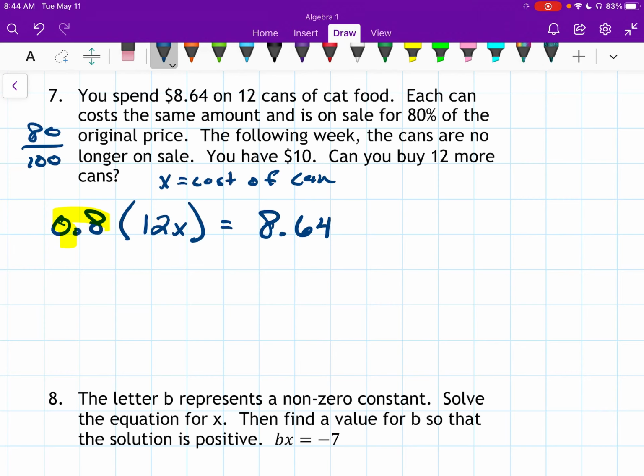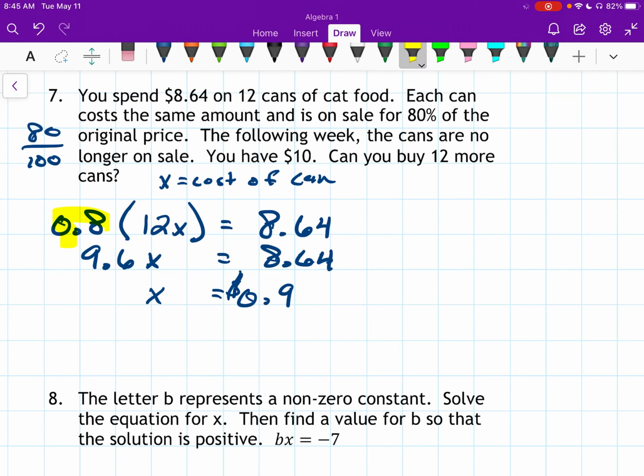Now here, I'm going to multiply 0.8 times 12. 0.8 times 12, oops, that's a 13, is 9.6. So 9.6x equals 8.64. Now to solve, I'll divide by 9.6. So 8.64 divided by 9.6 equals 0.9. So x equals 0.9. So that is the cost of one can of cat food, right? So that's 90 cents, right?